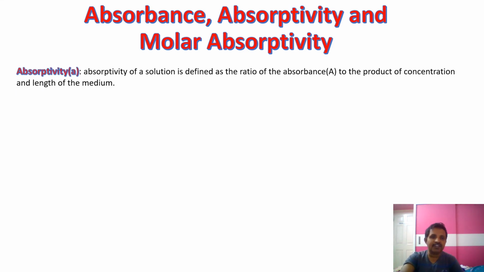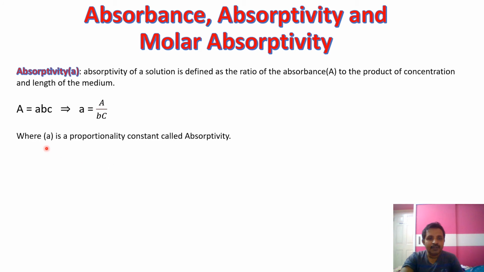Now, absorptivity. Absorptivity of a solution is defined as the ratio of absorbance to the product of concentration and the length of the medium. That is, absorbance is directly proportional to the length of the medium, that is b, and c, that is concentration. Then a is the proportionality constant, called absorptivity. Okay.